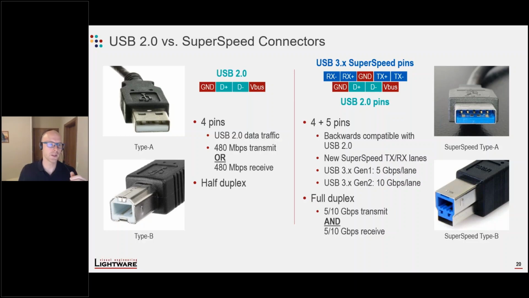The connector you see here is the type A connector. This is what you find on computers. And the type B is what you find on peripherals, such as printers or external hard drives. So USB 2 has 4 pins inside: ground and power, called VBUS, which is usually 5 volts, and a D+ and D- differential wire pair.